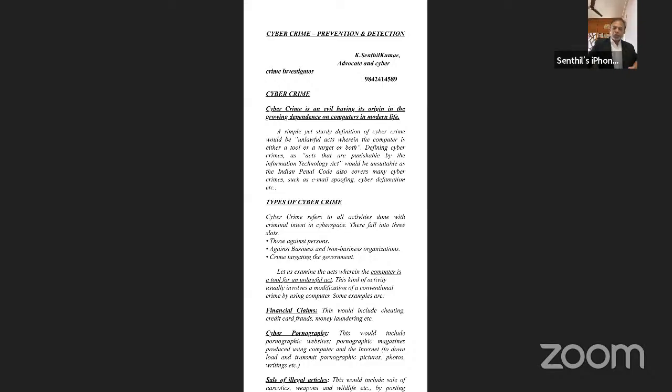The evolution of cybercrime. A simple yet steady definition of cybercrime would be unlawful acts wherein the computer is either a tool or a target or both. The term computer used in this definition does not only mean the conventional desktop or laptop computer. It includes personal digital assistants, cell phones, sophisticated watches, cars, and a host of gadgets.